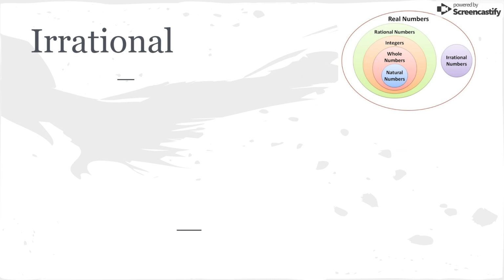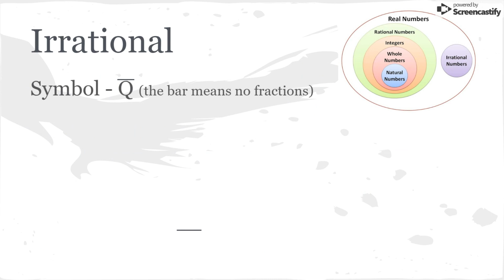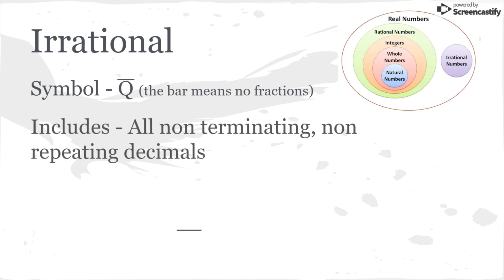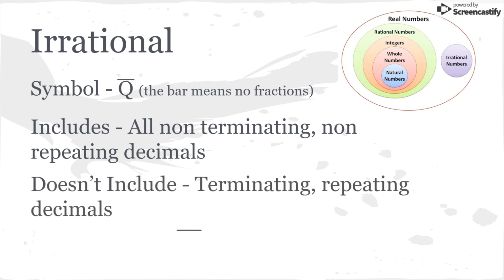Okay, irrational numbers. The symbol is Q bar. So it's got a bar on top. The bar means no fractions. Cannot write these as a fraction. So it includes all non-terminating, non-repeating decimals. Doesn't include the terminating or repeating. So it's just the exact opposite of rational numbers. Some examples, pi, 3.141, everybody's favorite irrational number. And the square root of 2. If on your calculator right now, you took the square root of 2, your calculator would say either that it cannot compute it or that it's going to go off your screen. So it actually just continues forever.